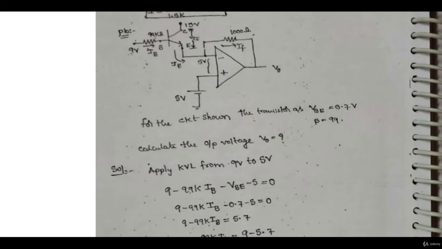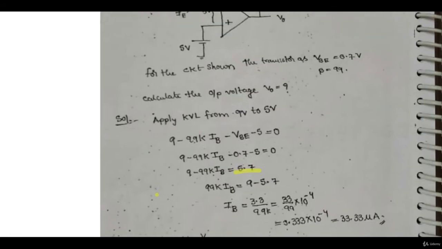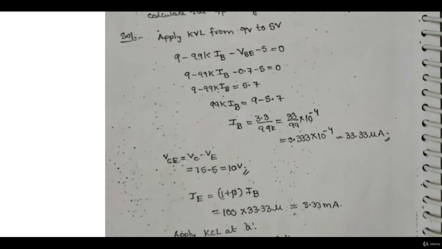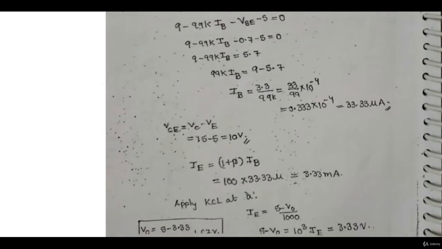So apply KVL from 9 volt to 5 volt: 9 minus 99k IB minus VBE minus 5 is equal to 0. This gives 9 minus 99k IB is equal to 5.7, and from here IB can be calculated as 3.3 divided by 99 times 10 to the power 3, which is 33.33 microampere. So I hope it is clear. Now you have VCE, which is VC minus VE, that is 10 volt.